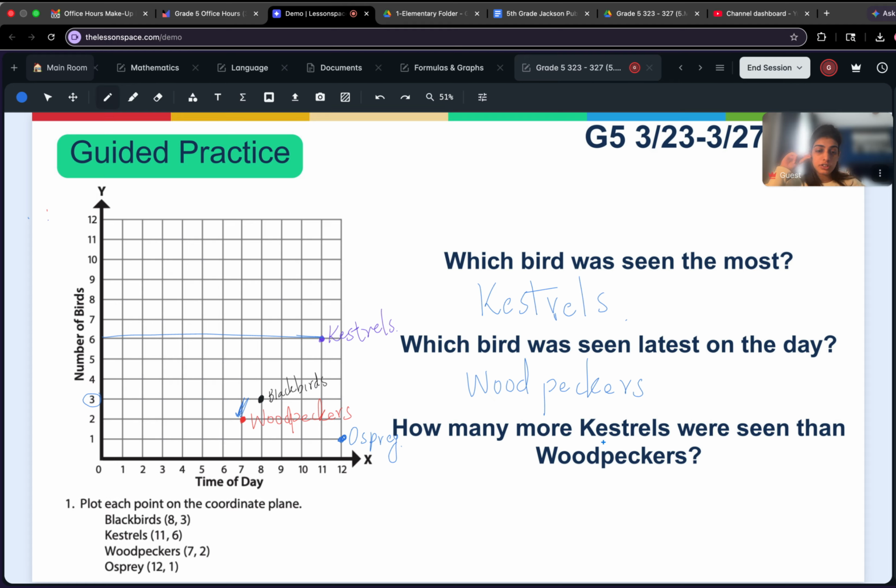Okay, how many more kestrels were seen than woodpeckers? In this question we have to compare the number of kestrels to the number of woodpeckers, and in this case the number of kestrels is more, right? So the number of kestrels is 6, whereas the number of woodpeckers is 2, right? To find out how many more, we just have to subtract 2 from 6 and we get 4. How many more kestrels? 4 more kestrels were seen than woodpeckers. That's what it is.